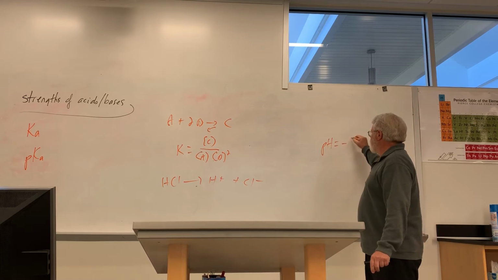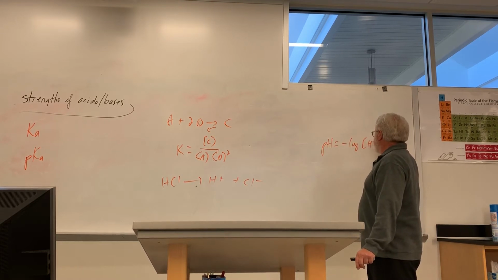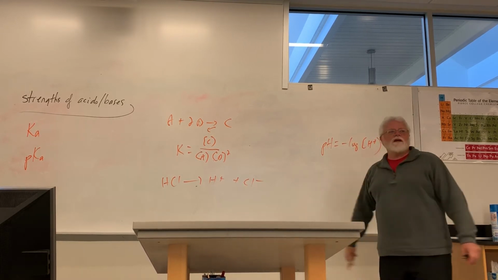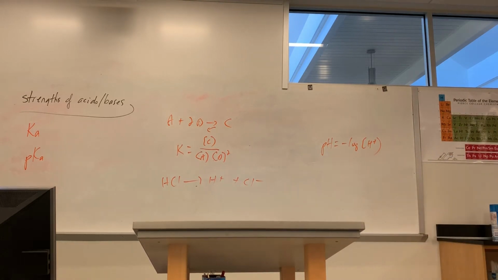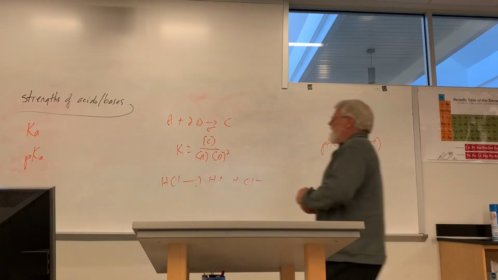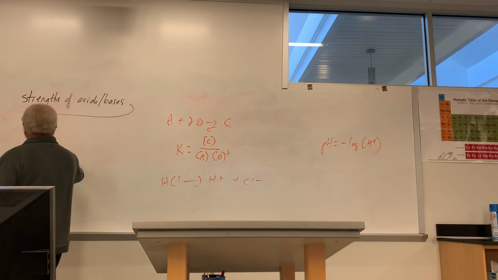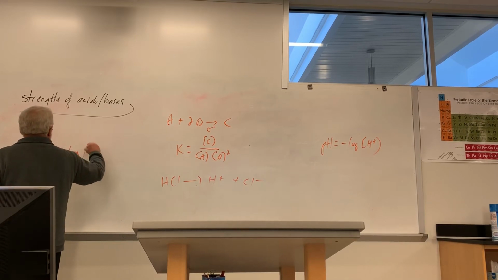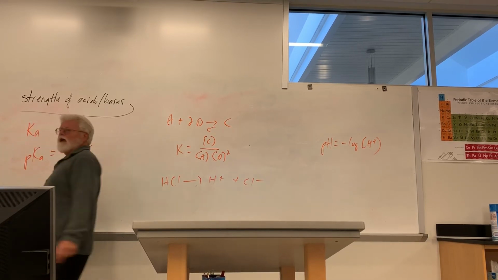pH, I know you know this, is the negative log of the proton concentration. That's pH. So P is a mathematical operator like any other mathematical operator. It simply means take the negative log of whatever. So pKa is the negative log of the Ka.